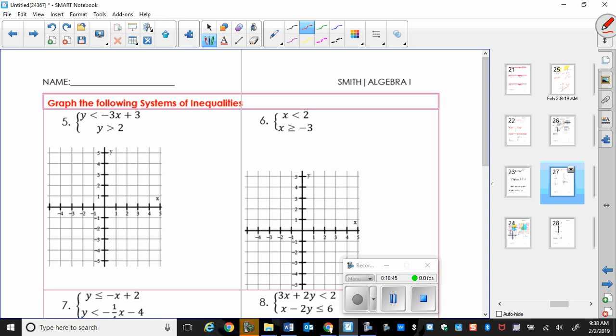So number 5, I have a slope of -3. I want to make it a fraction, so over 1. b equals 3. So I plot my y-intercept at 3, and I go down 3, right 1, down 3, right 1, and this is a dashed line. Y is less than, so I'm going to shade below the line. I don't shade the line itself, just below the line.